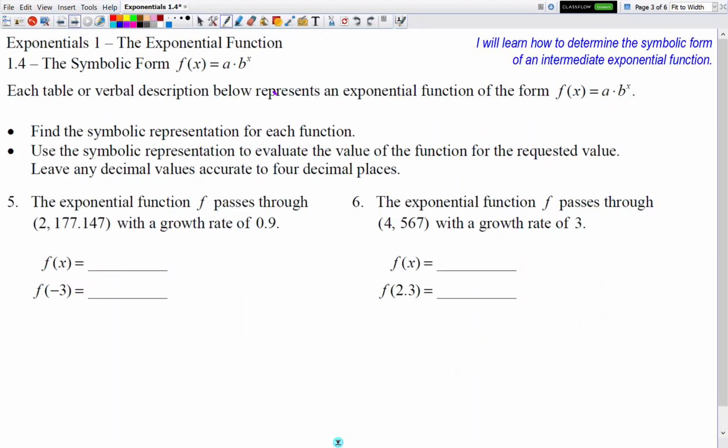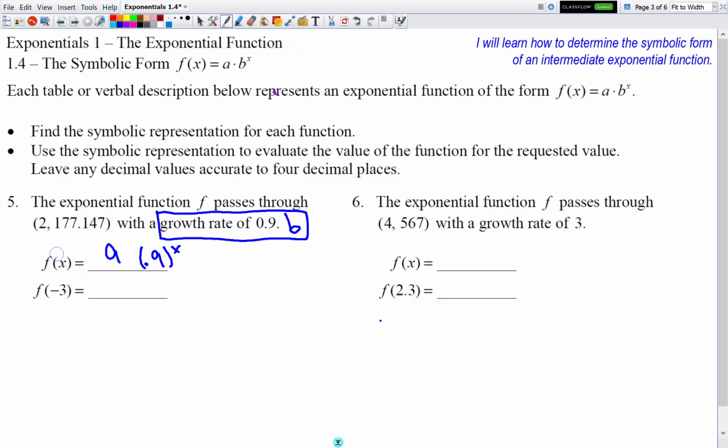Okay, so they're continuing with this. They give you the b right off the bat, so they're being kind of nice, right? So there's your b value. This is the growth rate. The b value is 0.9. So I'm going to put 0.9 to the x power. Okay, and we're going to solve for the a value, and unfortunately, they gave us a really ugly ordered pair again. So this is my x, so this 2 is going to go right there. And this is my f of x. So 177.147 is going to go right there.